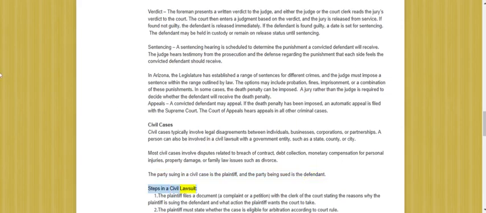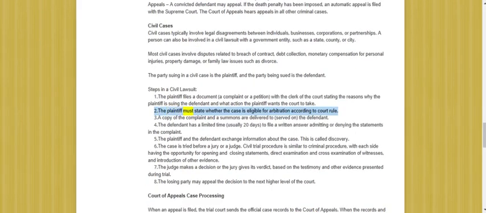Steps in a civil lawsuit. 1. The plaintiff files a document, a complaint or a petition, with the clerk of the court stating the reasons why the plaintiff is suing the defendant and what action the plaintiff wants the court to take. 2. The plaintiff must state whether the case is eligible for arbitration according to court rule.